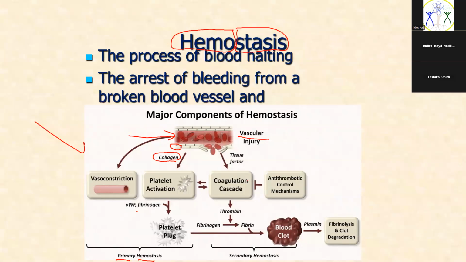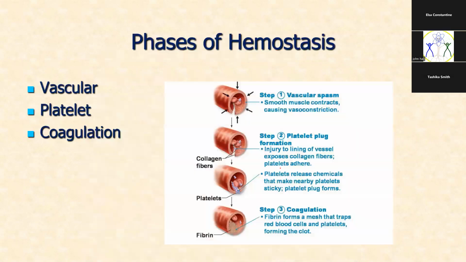So remember now, primary hemostasis is platelet plug formation. Platelets packing themselves into the damaged area to try to prevent blood loss. When that fails, you get secondary hemostasis, which is forming a blood clot, which then packs itself into the damaged area. So let's run through the phases again.